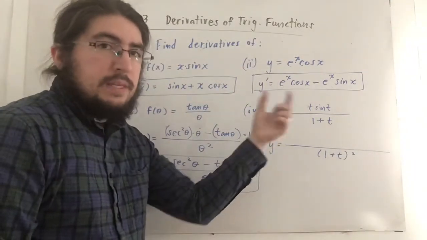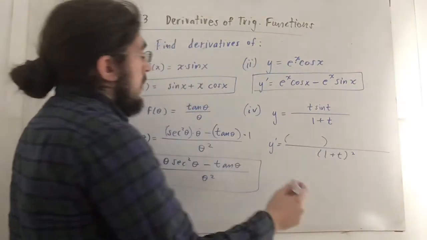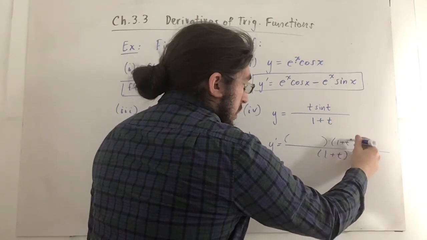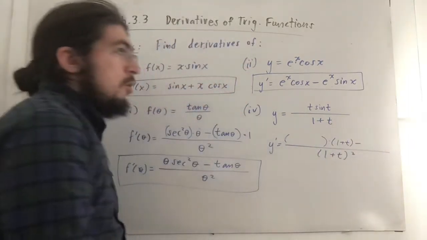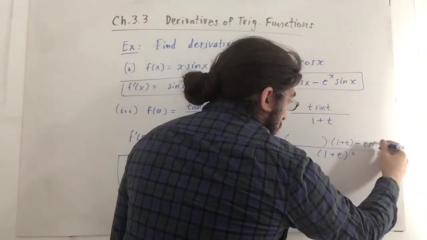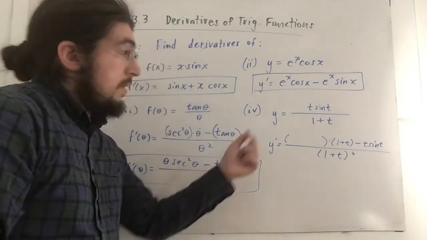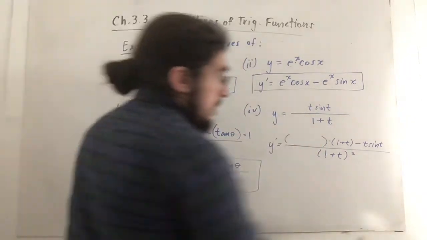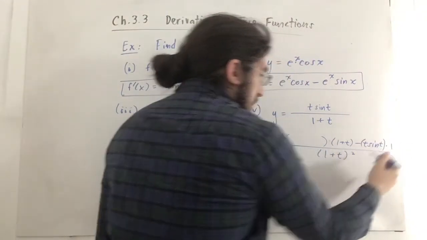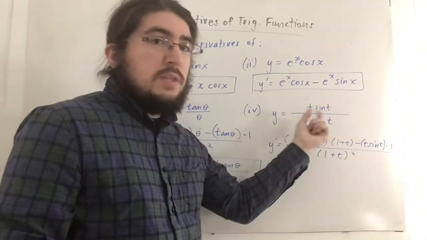Derivative of the top, this is where we need to apply product rule. So we'll do derivative of the top right now, and then times regular of the bottom, 1 plus t, minus regular of the top, which is t sine of t, times derivative of the bottom. And derivative of 1 plus t is 0 plus 1, so that's times 1. Just like that. Now I left this blank because we're going to need to do a product rule to find the derivative of t times sine of t.